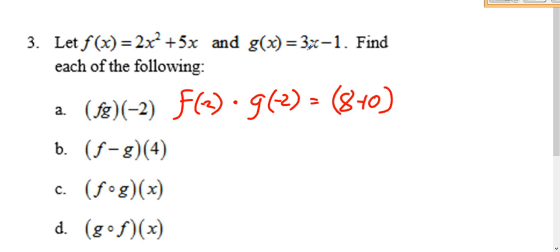Now we're plugging in -2 for g. 3 times -2 is -6. Minus 1. And we're multiplying those two answers together. So we're multiplying -2 times -7, positive 14.